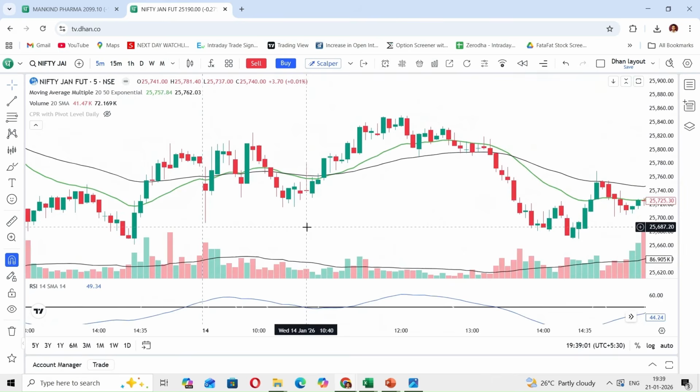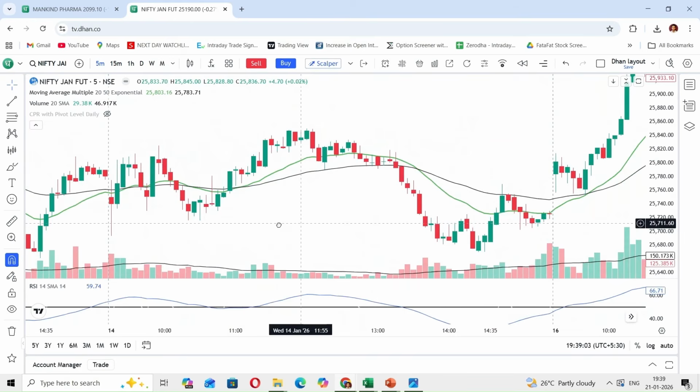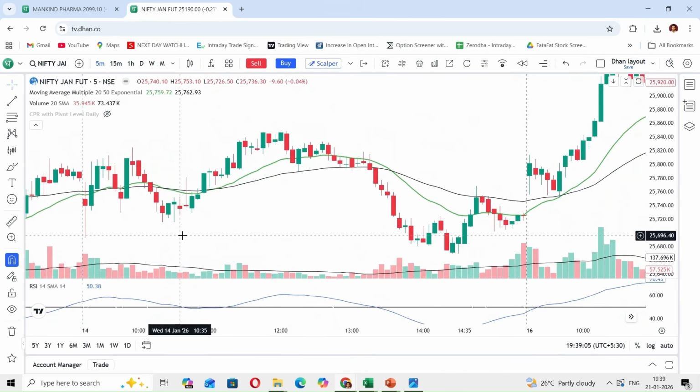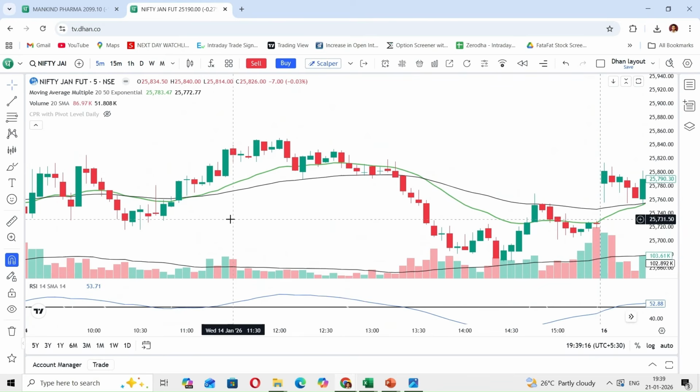Let's see here. No, there is no setup. Here there was a setup, but the red candle has the highest volume. If you see, the red candle has the highest volume, and the green candle has the low volume. So this setup is not valid.